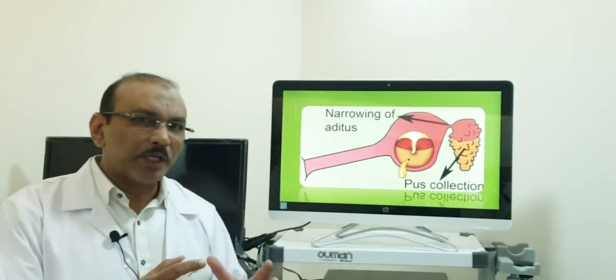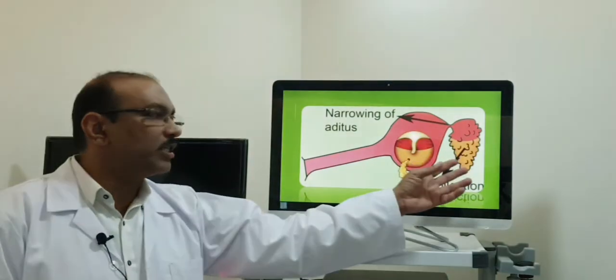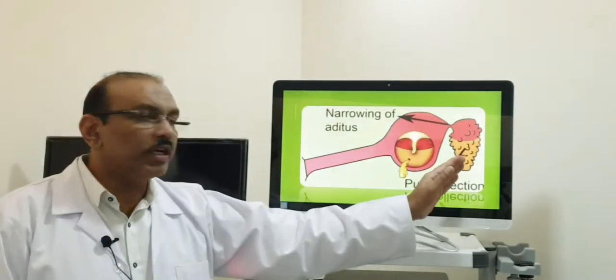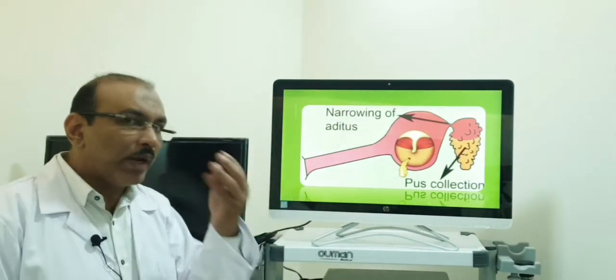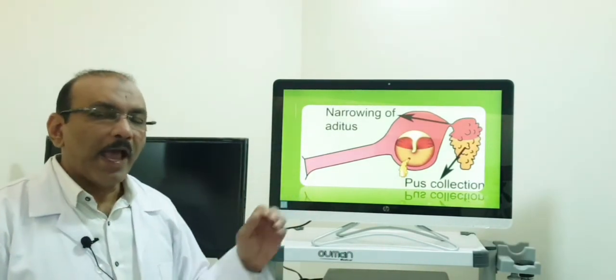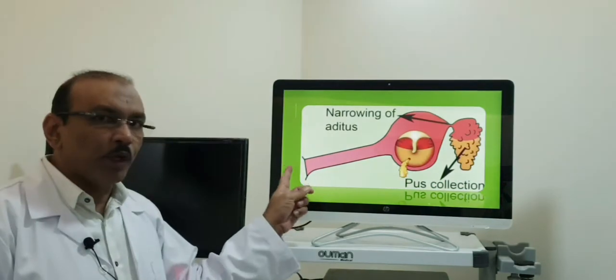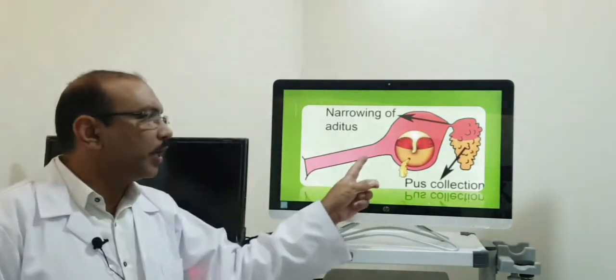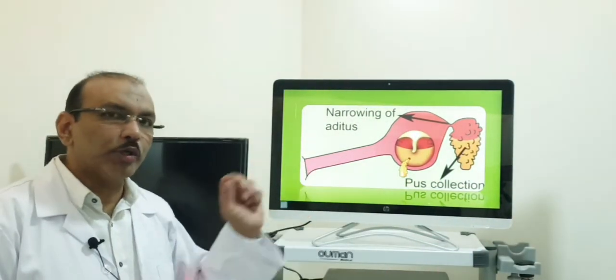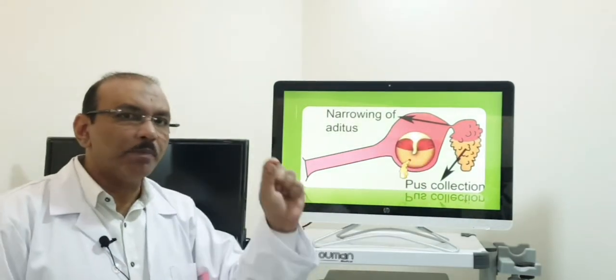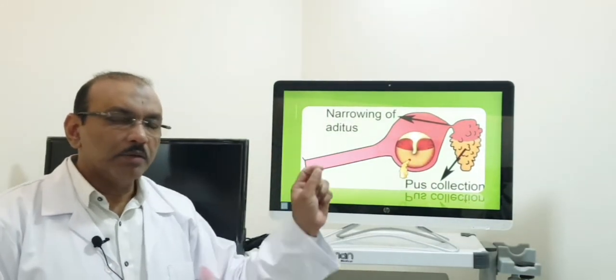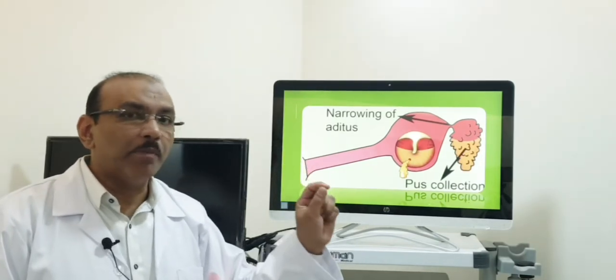So, let us see the pathology, how it starts and how the infection reaches the mastoid air cells. To start with, the child will have an upper respiratory tract infection, and the infection spreads from the nose through the eustachian tube to the middle ear, and the eustachian tube also gets blocked. When there is infection in the middle ear, it results in perforation of the tympanic membrane, or the eardrum.